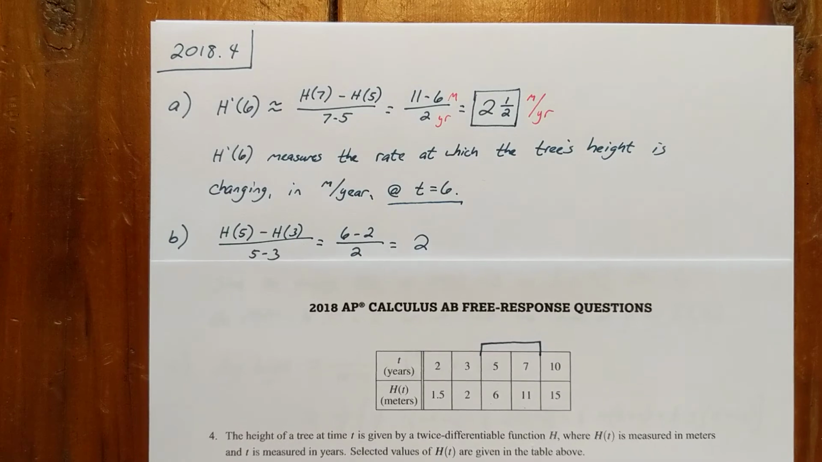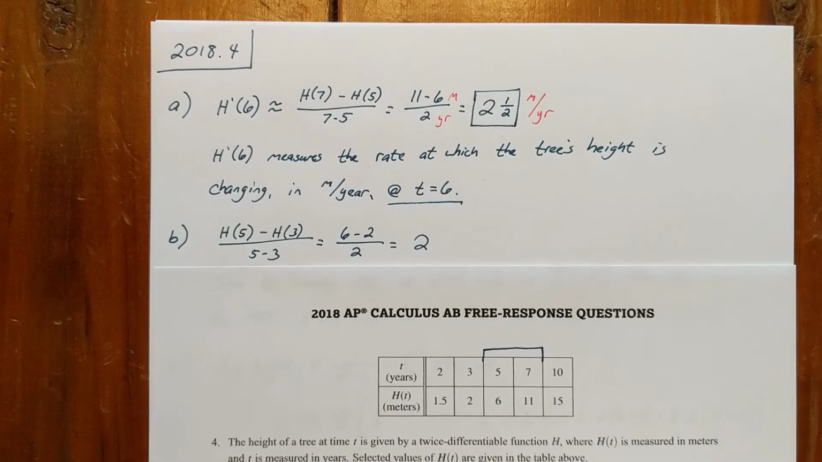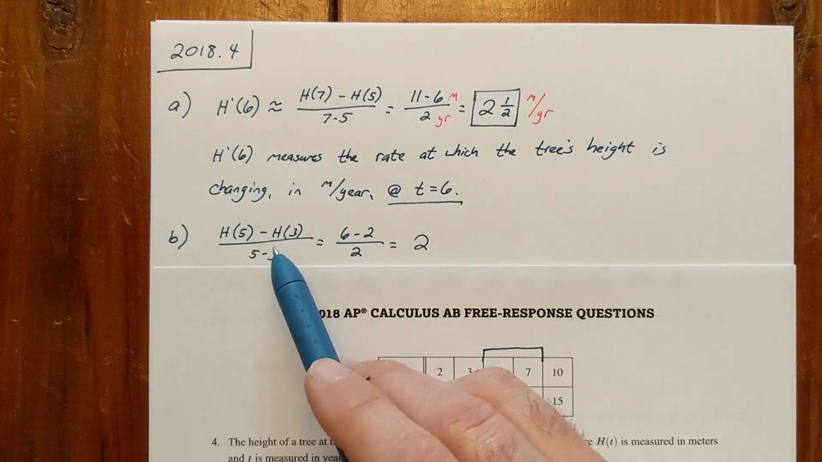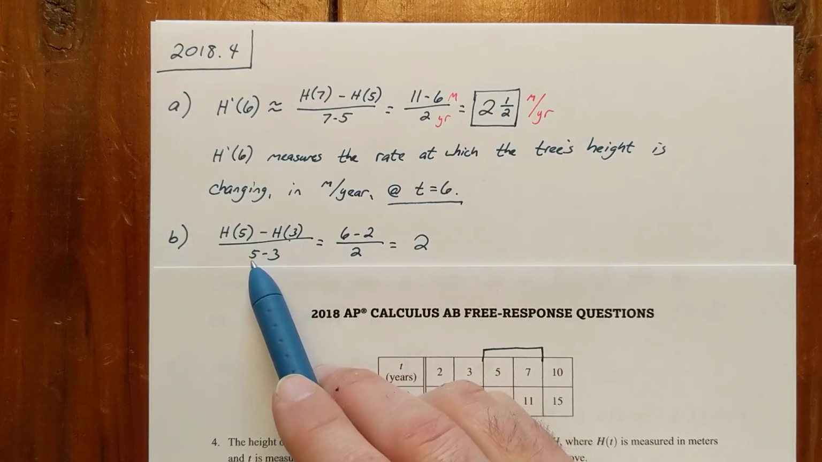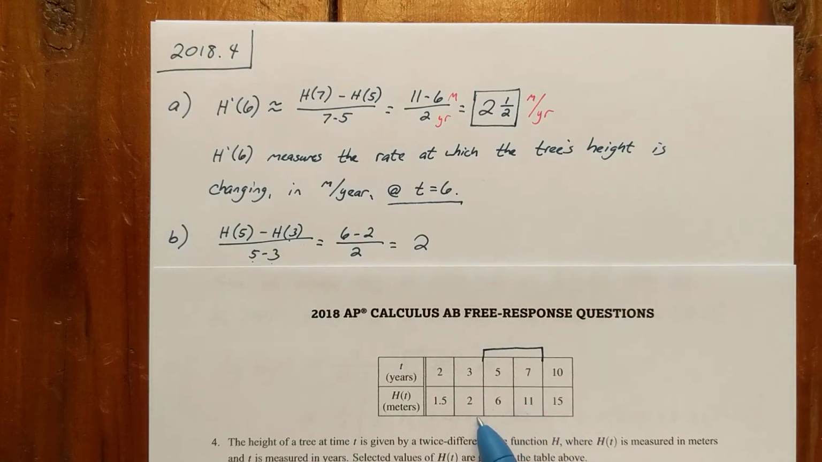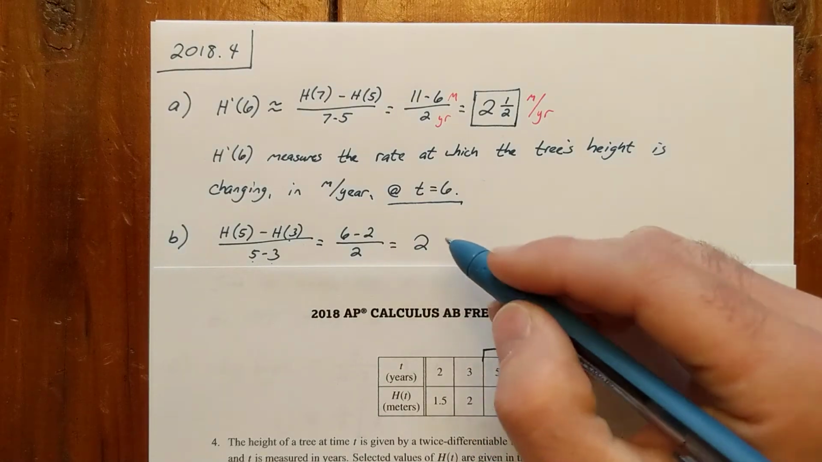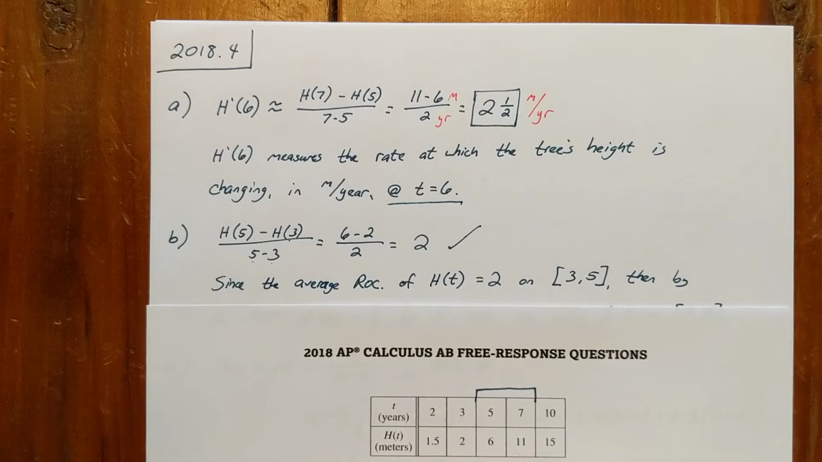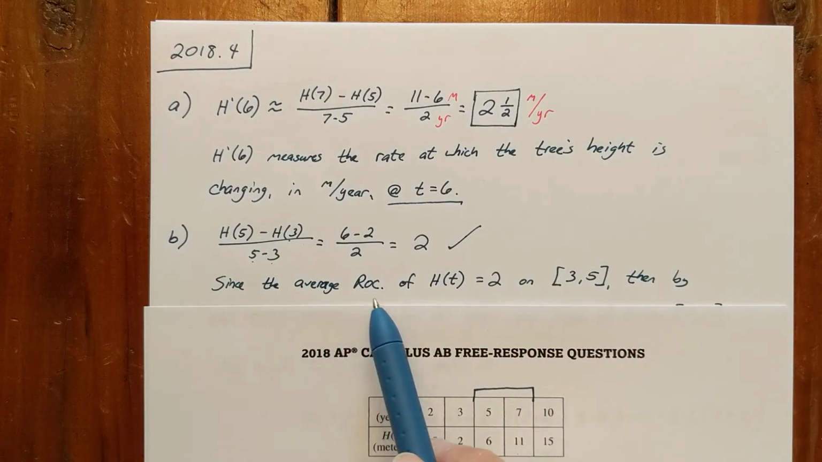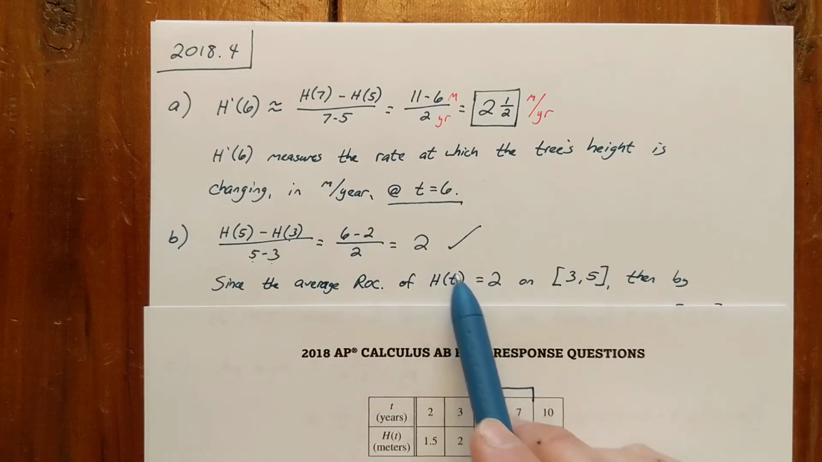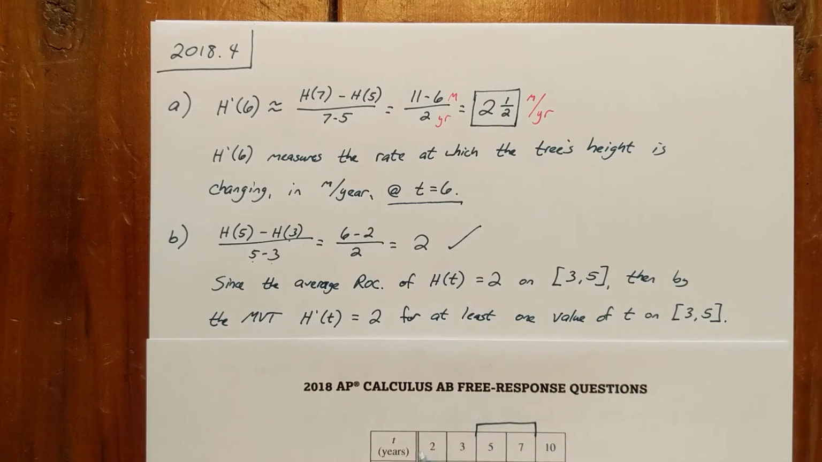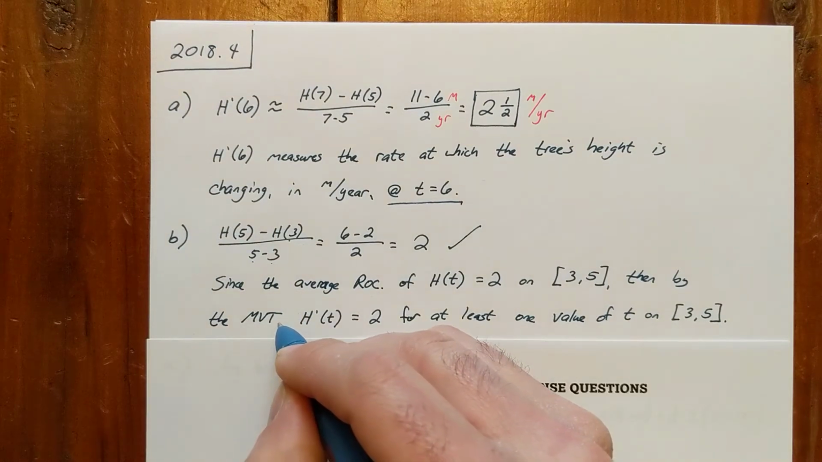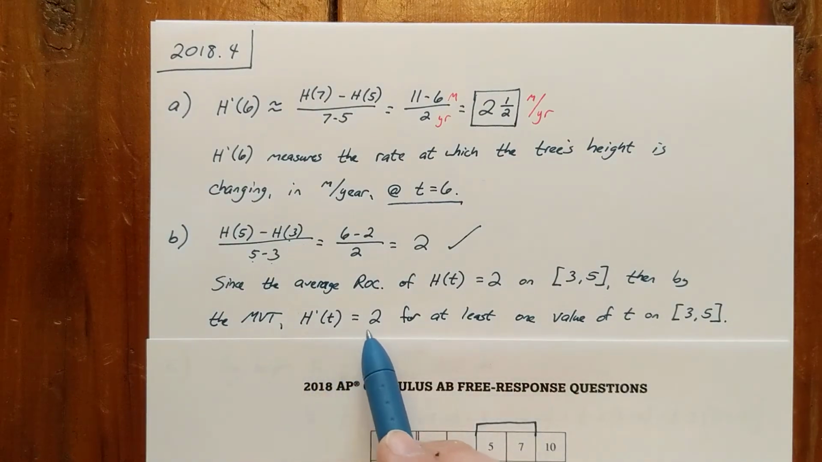Okay, so as we look at part B, let's take a look at what's going on right here. So I went ahead and computed then that average rate of change we just talked about. H of 5 minus h of 3 over 5 minus 3 got us the 6 minus 2 over 2, 4 over 2, and that got us 2, which was the value that we were looking for. So I wanted to use the name of the theorem that I was invoking here. So since the average rate of change of h of t is equal to 2 on the closed interval from 3 to 5, then by the mean value theorem, probably a comma there would have been a good idea, h prime of t has to equal 2 for at least one value of t that's on this interval here from 3 to 5.